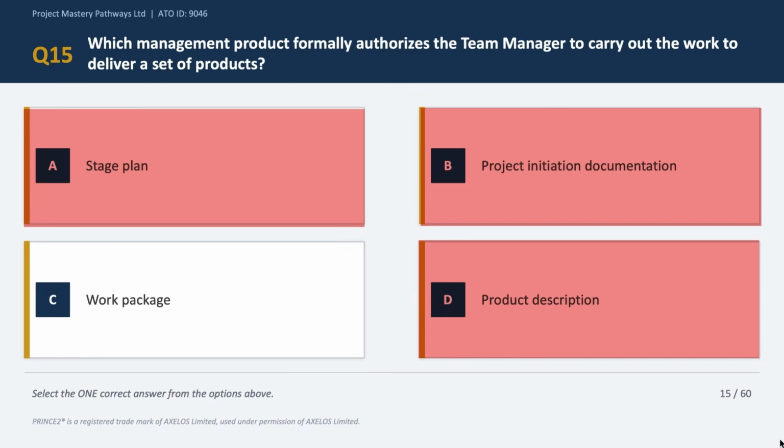Now option C says work package, and this is the correct answer choice. The work package is the formal means by which the project manager delegates delivery of a set of products to the team manager. Think of it as the contract between the project manager and the team for that particular piece of work. So the correct answer is option C.